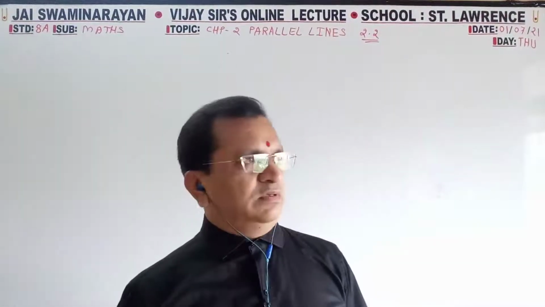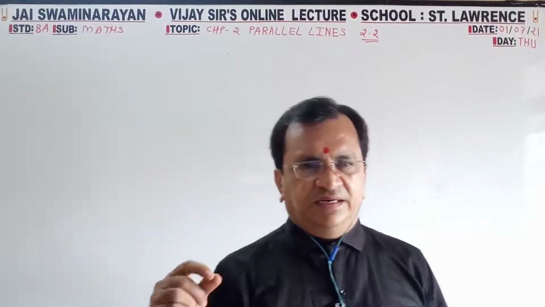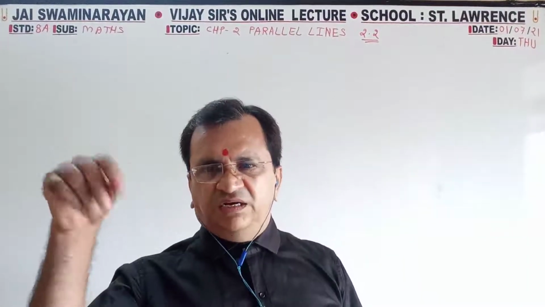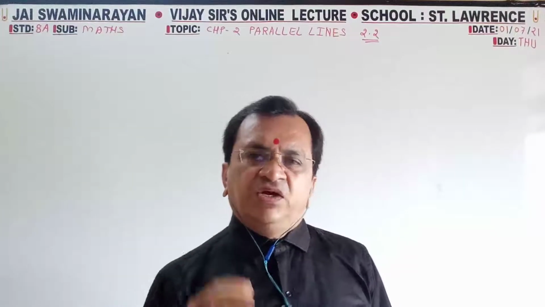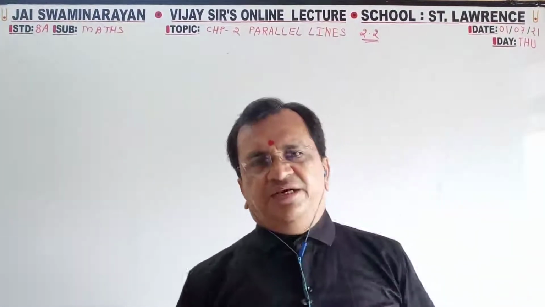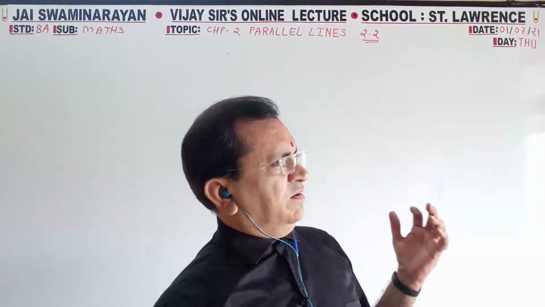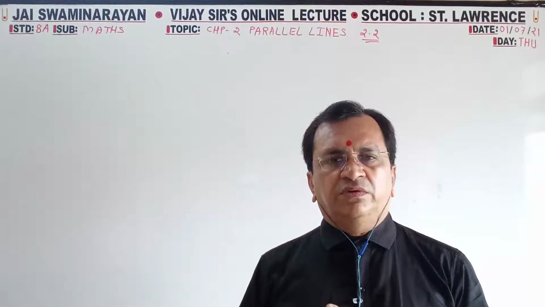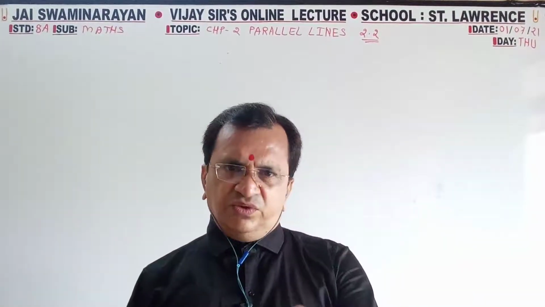As per the shape, corresponding means F, alternate angle means Z. Vertically opposite is X, linear is Y. Interior and linear are supplementary, which means the total is 180. The rest are all congruent. 3 pairs are congruent: corresponding means F, vertically opposite means X, alternate angle means Z. So we will use that only.